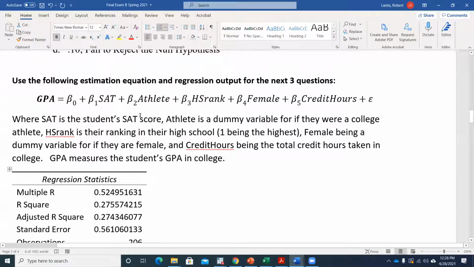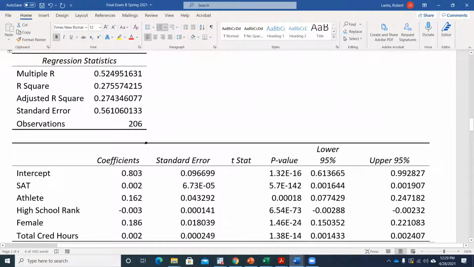So let's say we run the following regression. I think we've looked at this GPA data set. Yeah, we did. We have a bunch of different variables, but let's say I just include these 5. We've got the SAT score of the individual, whether or not they were a student athlete, so that's just a 1 or a 0, their ranking in high school, whether or not they were female, so just 1 or 0 there, and then how many credit hours they had taken that was factored into that GPA. So you run this regression, and this is the following output. You might see something like this on the exam, where I give you some output that came from Excel.